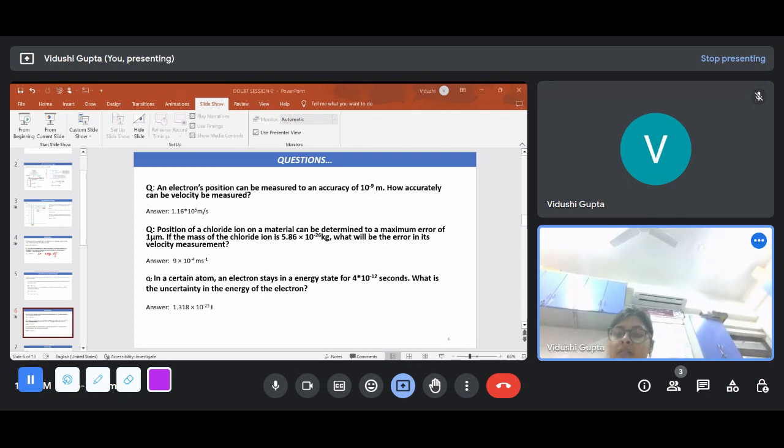So from here we calculate the value of uncertainty in position. It will be 0.1158. Right. So now let me erase this.